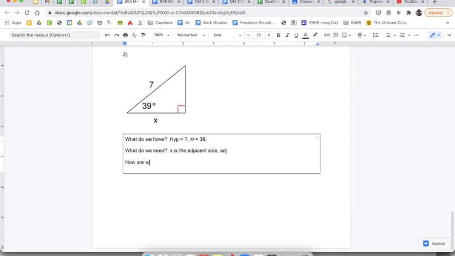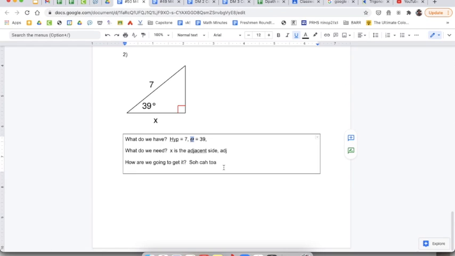And how are we going to get it? In this case, let's look at SOHCAHTOA. SOHCAHTOA is the mnemonic for the three trig ratios, right? Where S is sine, C is cosine, and T is tangent. We've got to figure out what we have. Well, let's see. We have the hypotenuse, and we're looking for the adjacent, and we are given the angle.